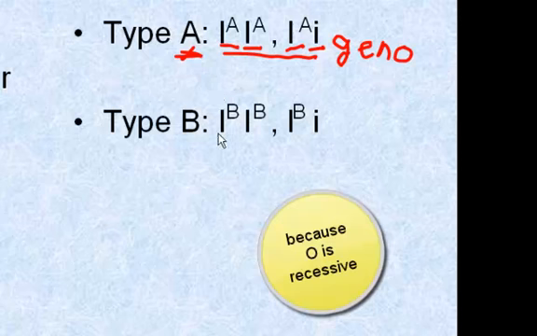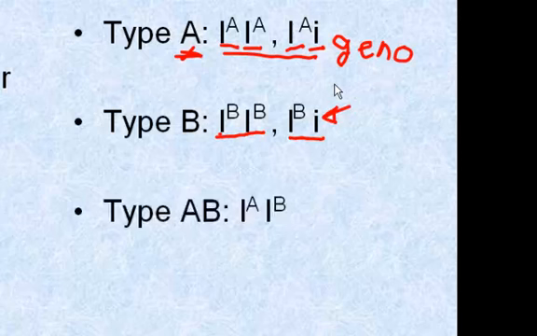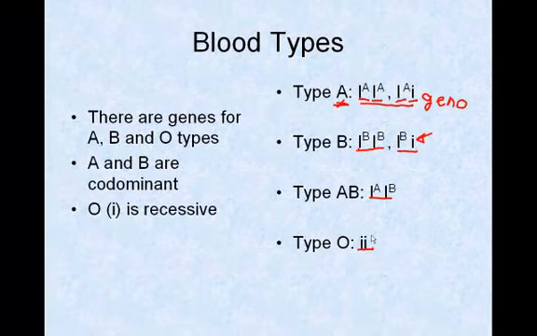You can be type B by having either 2 type B genes or a type B and a type O. Because remember, O is recessive, so that one's not going to show. If you're type AB, you have 1 gene for A and 1 gene for B. And if you're type O, you have 2 little i's. Little i stands for type O. So you should fill that in your table.